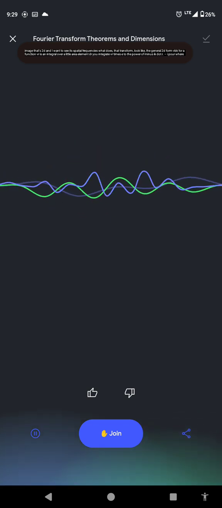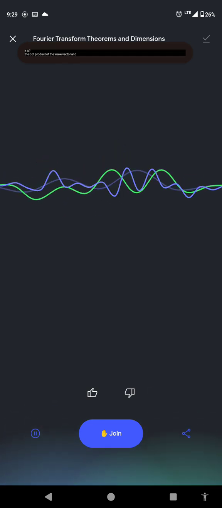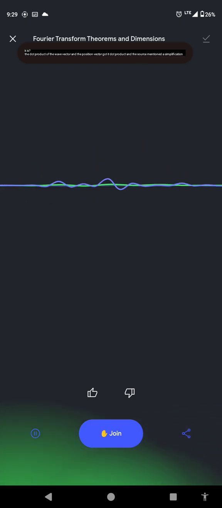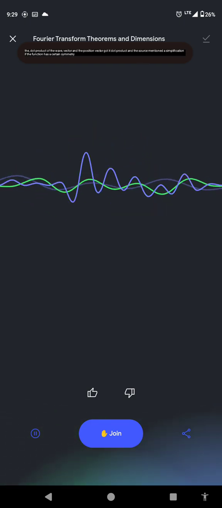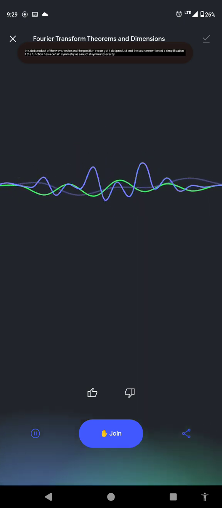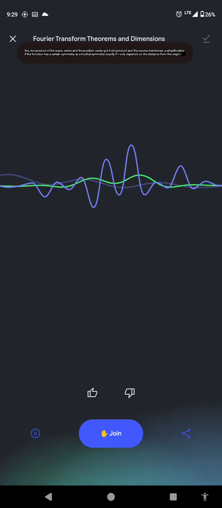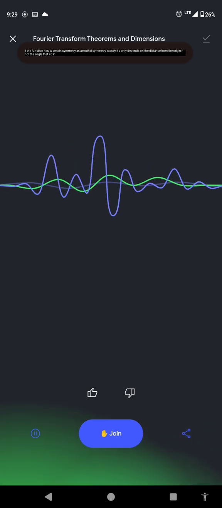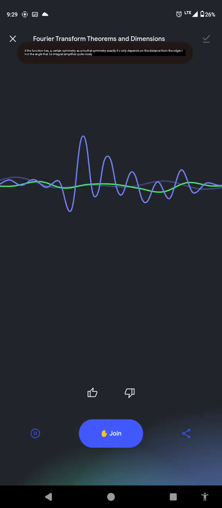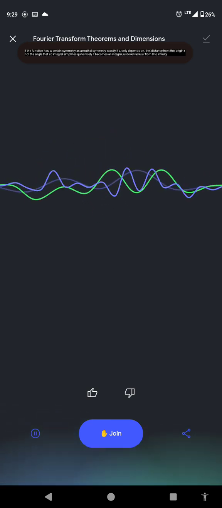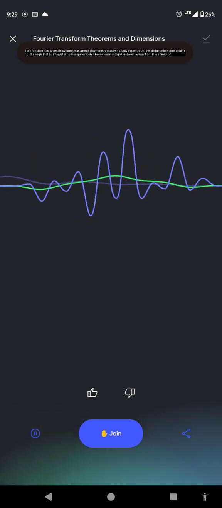Got it. Dot product. And the source mentioned a simplification if the function has a certain symmetry, azimuthal symmetry. Exactly. If V only depends on the distance from the origin, r, not the angle, that 2D integral simplifies quite nicely. It becomes an integral just over radius, r from 0 to infinity, of 2π times V(r) times J0(kr). That J0(kr) is a Bessel function. It pops up naturally in problems with circular symmetry.